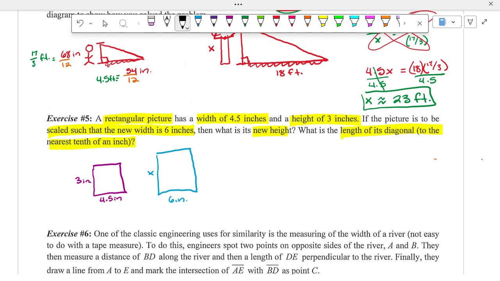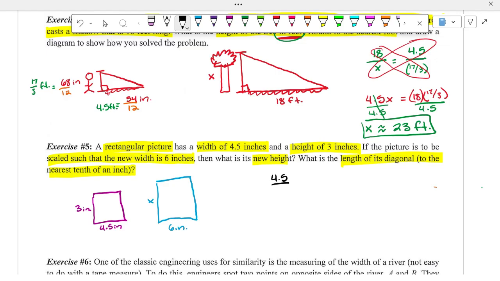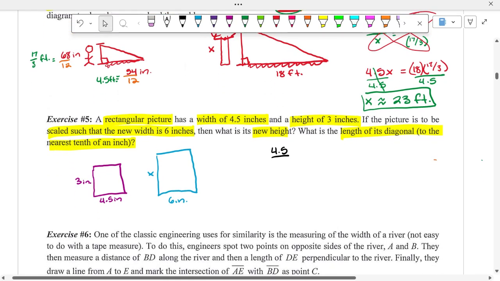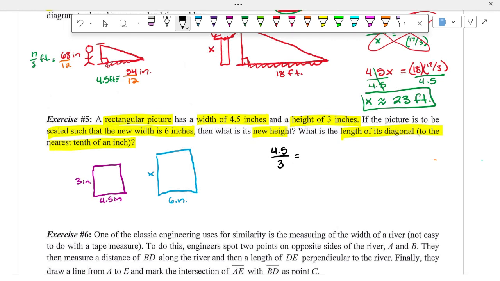What would my first proportion look like? You want two corresponding sides. You want the one that doesn't have the x in it. You're going to set that up as a proportion. So using the picture that does not contain the x, it's 4.5 over what? 3. Now we're going to set it equal to, and this is where you have to pay attention to the corresponding sides.